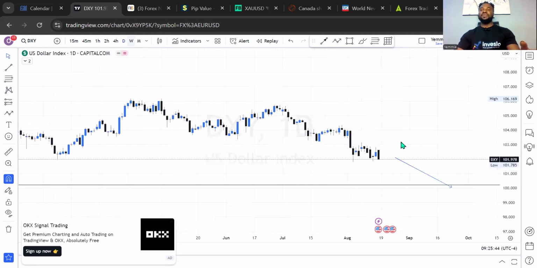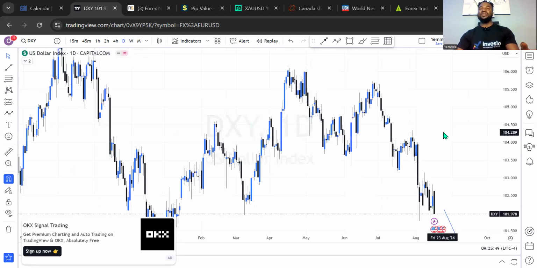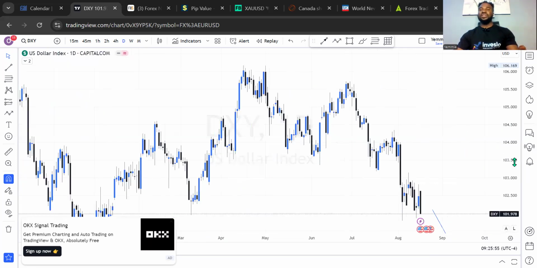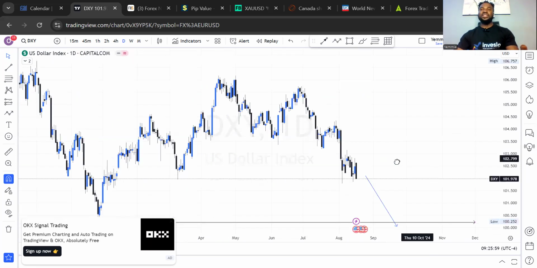So which means if the US dollar is going to be weak, then we should be expecting more Great Britain pounds, Euro USD, AUD USD, NZD USD to be buying, and we're going to delve into that in the next couple of minutes. And on daily outlook, this is what we have for the DXY.